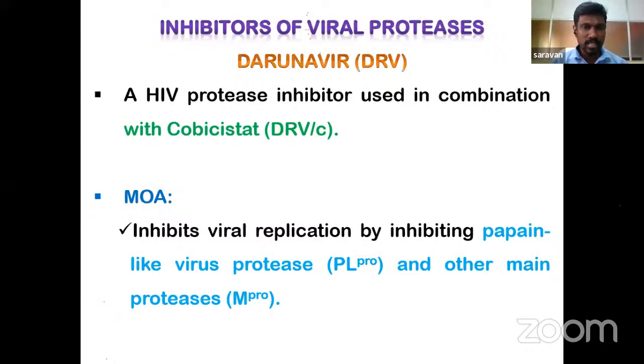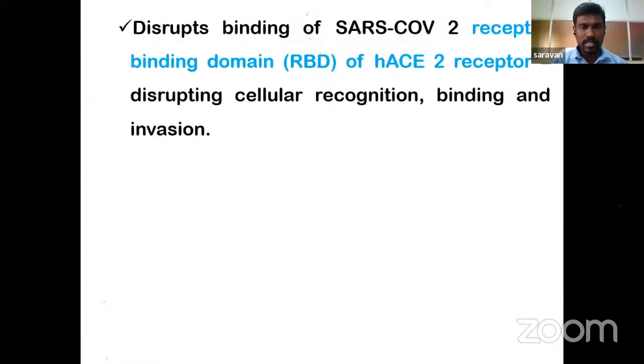As for the mechanism of action, they inhibit the main proteases, that is papain-like protease and 3-chymotrypsin-like protease. The second mechanism by which this drug acts is by disrupting the binding of the SARS coronavirus receptor binding domain to the human ACE2 receptor. This disruption will lead to inhibition of recognition of the spike protein by the human ACE2 receptor. So without recognizing and binding, the virus cannot enter into the cell.